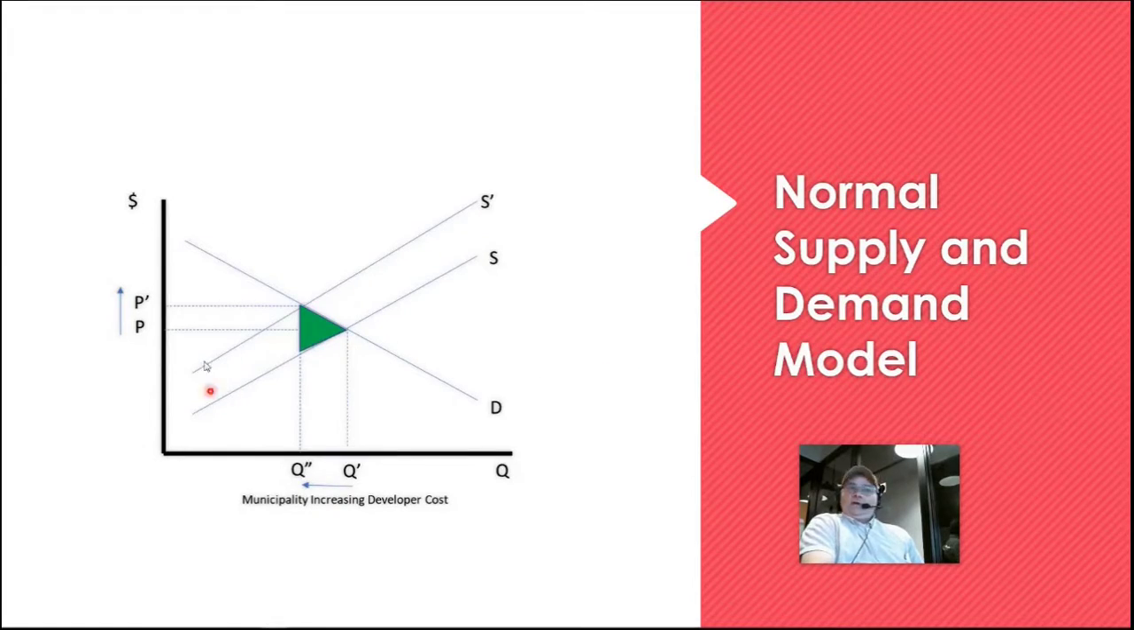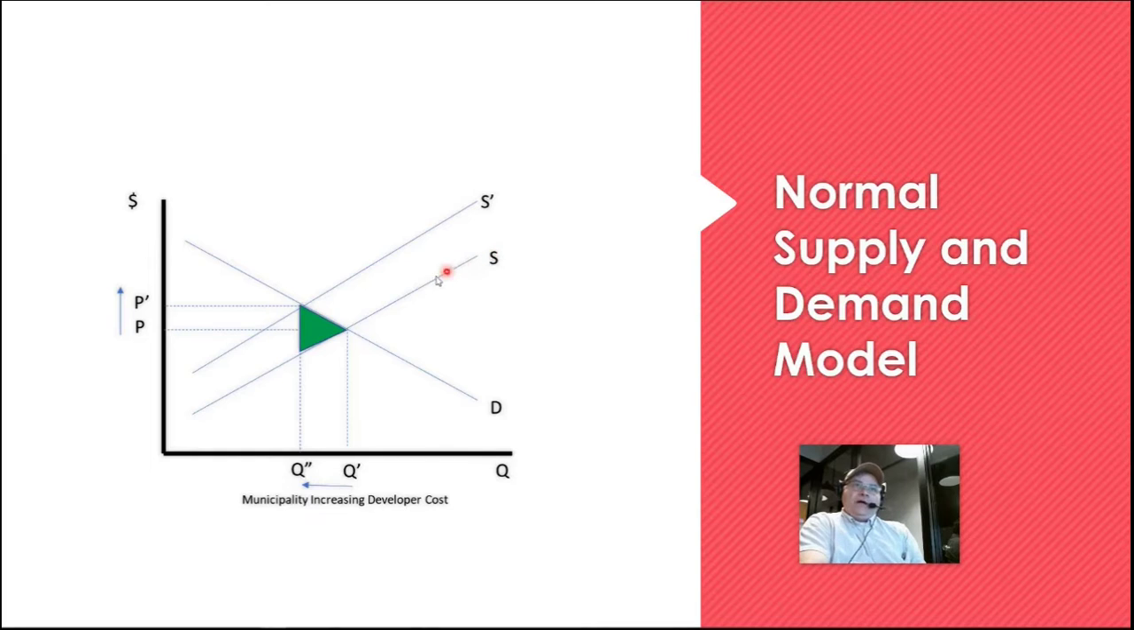Let's move to our next one. And here, right staring you in the face, is the same triangle. In this particular model, we're looking at what happens when the municipality increases development cost. They can do this in the form of either an impact fee, an exaction, taxes, or maybe requiring the developer to give a dedication of the land back to the city. What that's doing is increasing the cost to the developer.